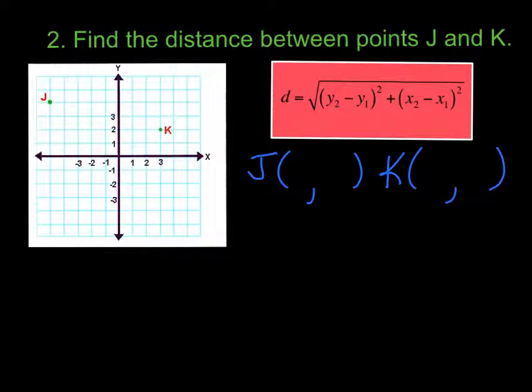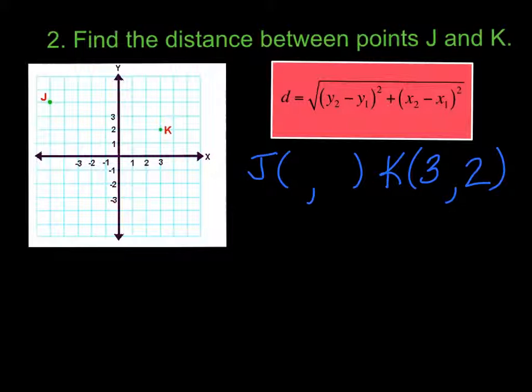So let's start with K. K looks a little bit easier to find. So remember, with a point, you label the x value first. You write out the x value, then the y value. So you go over here. The x value would be 3, and the y value would be 2. So we're going to write that in. 3, 2.